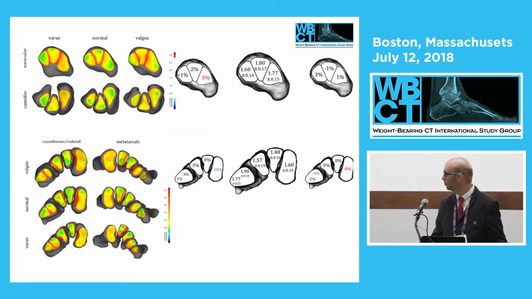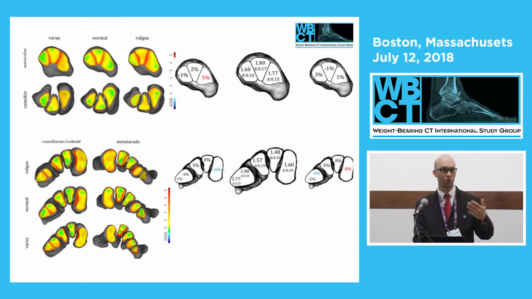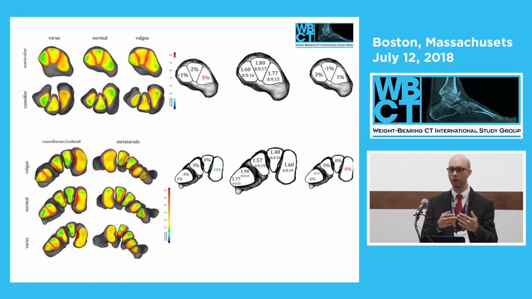here we have the midtarsal bones and the tarsometatarsal joints. Because those joints are more numerous, we found less discriminative power in the maps and also in the numbers.